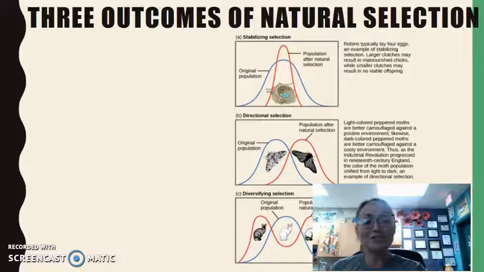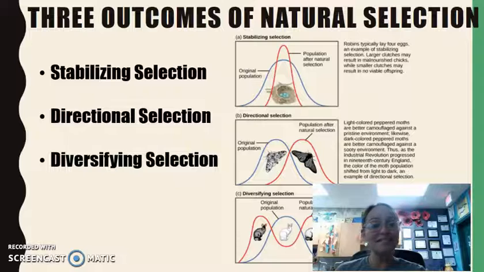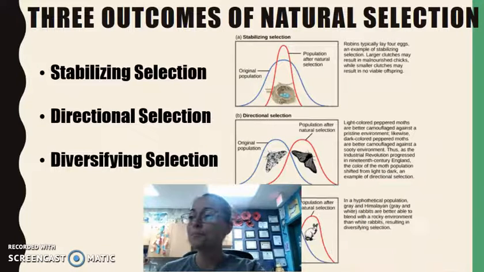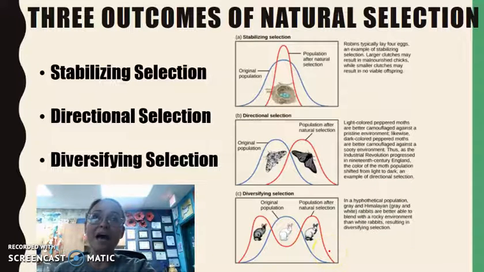In reality, there's three possible outcomes to natural selection. We have stabilizing selection, directional selection, as well as diversifying selection. And I think when people think about natural selection, they, in their head, are picturing directional selection. So let's go ahead and talk about what each of these types of natural selection actually is.